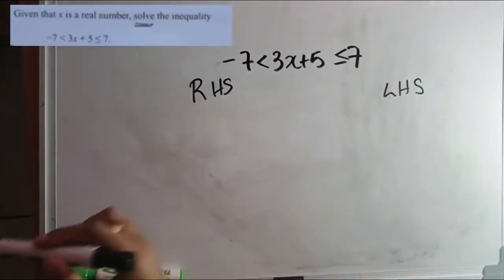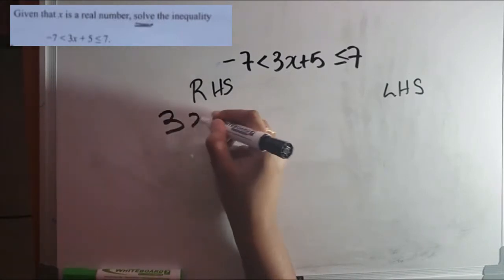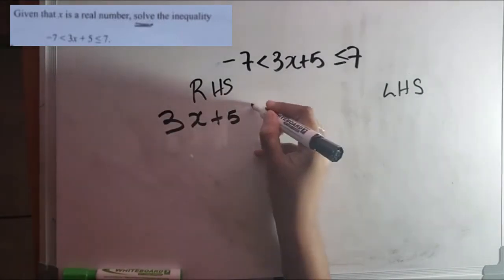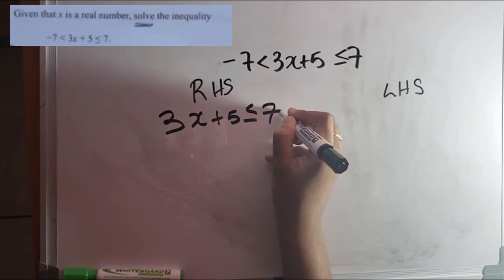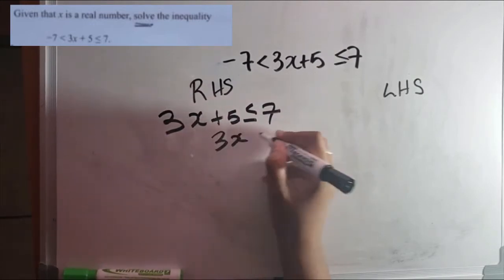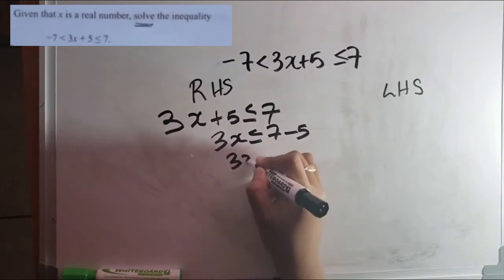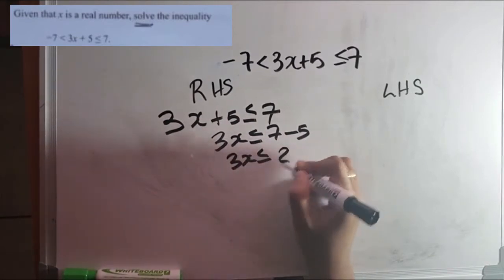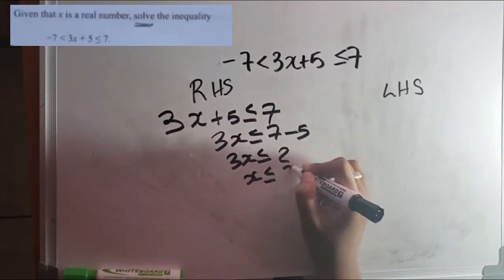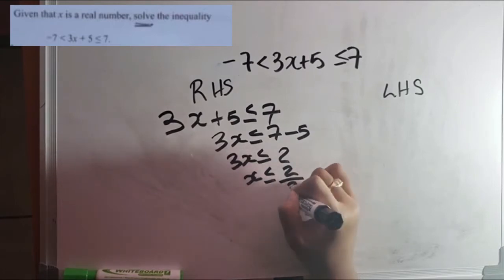So I'm going to take the right hand side, and it's going to have 3x plus 5 is less than or equal to 7. 3x is less than or equal to 7 minus 5. 3x is less than or equal to 2. X is less than or equal to 2 over 3.